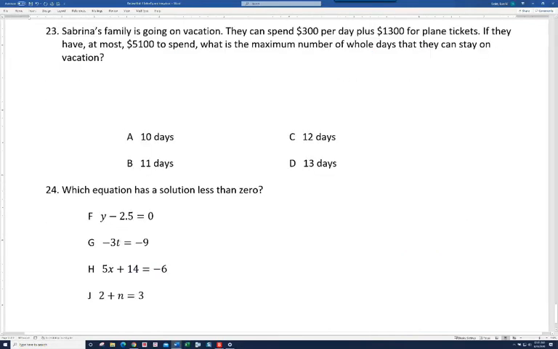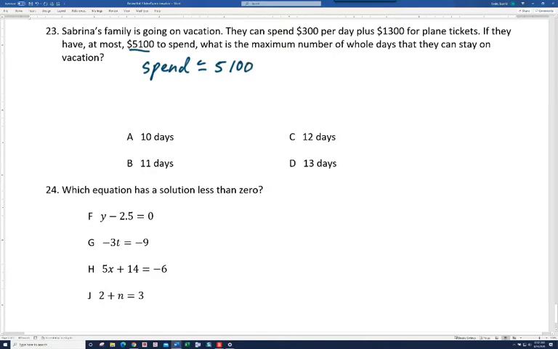All right, on number 23, it says Sabrina's family is going on vacation. They can spend $300 per day plus $1,300 for plane tickets. If they have at most $5,100 to spend, what is the maximum number of whole days that they can stay on vacation? All right, well, the amount they spend needs to be less than or equal to $5,100.